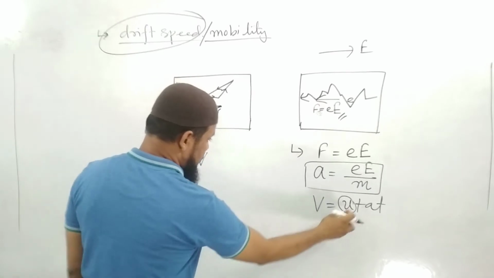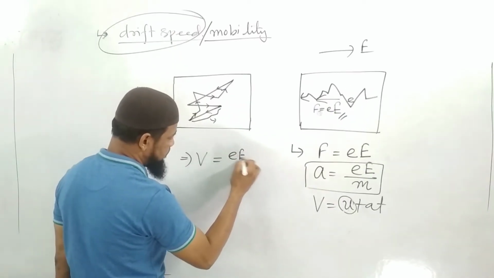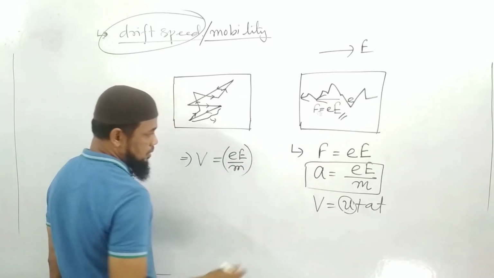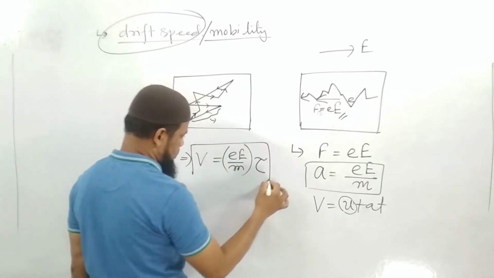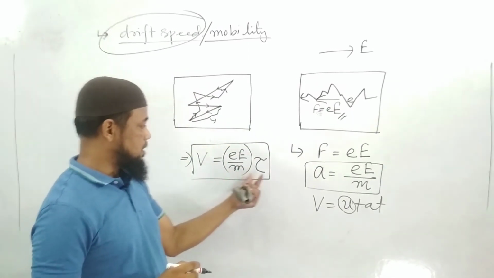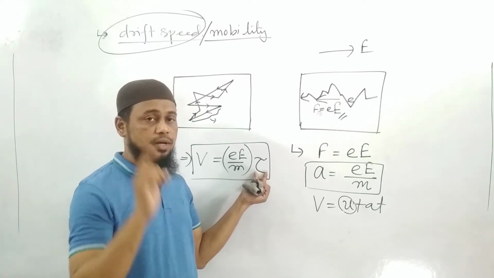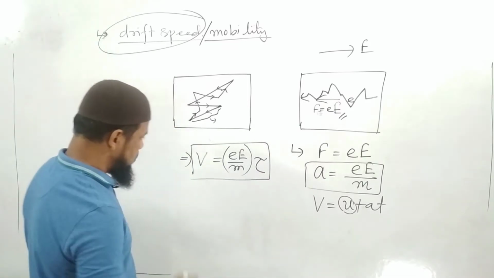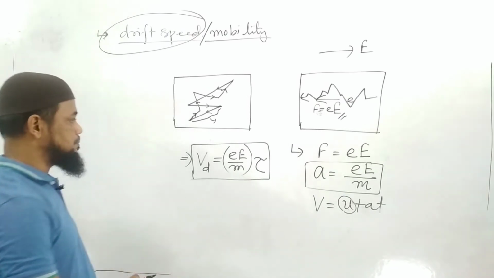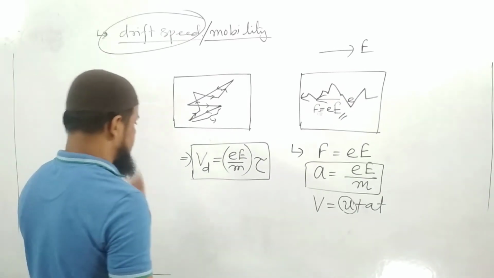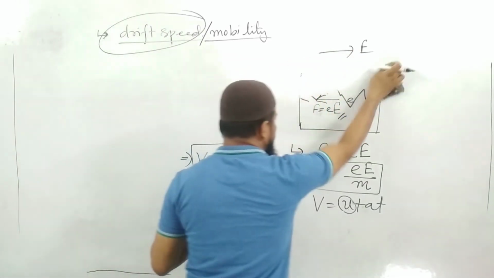So this initial velocity will become 0. What is the acceleration? This is the acceleration of the electron, multiplied by time. Time will be called what? Relaxation time. Okay, we'll consider the mean relaxation time, the time between two collisions, during which it will accelerate. So this will be the expression of drift velocity.